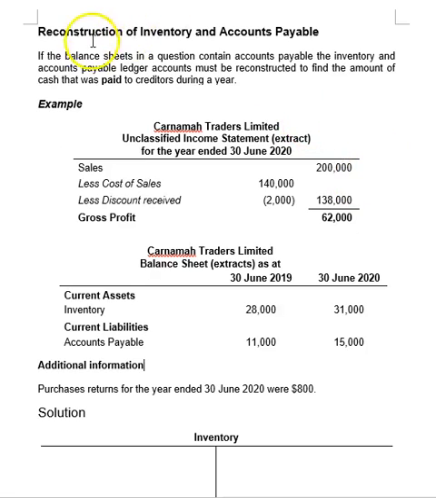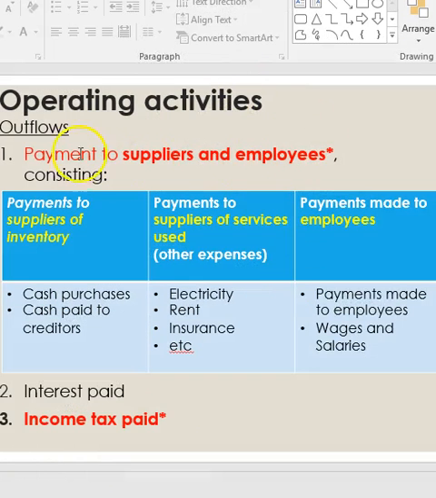Okay, now we are going to reconstruct the inventory and accounts payable account just to find out how much cash we have paid to our suppliers of inventory. If you still remember, under payments to suppliers and employees under operating activities, there are three items. One is payments to suppliers of inventory, number two is payments to suppliers of service, and number three, payments to employees. So we're actually looking at this part over here, payments to suppliers of inventory. So we want to check how much cash we have paid to our suppliers of inventory.